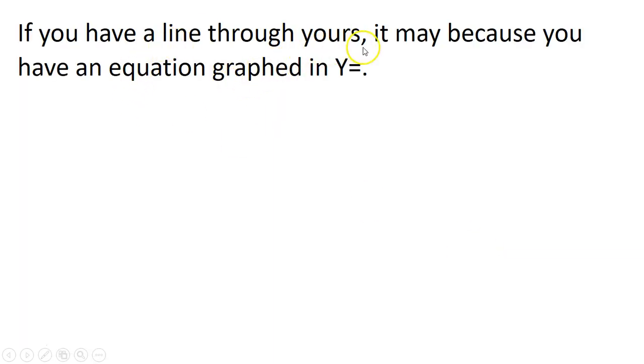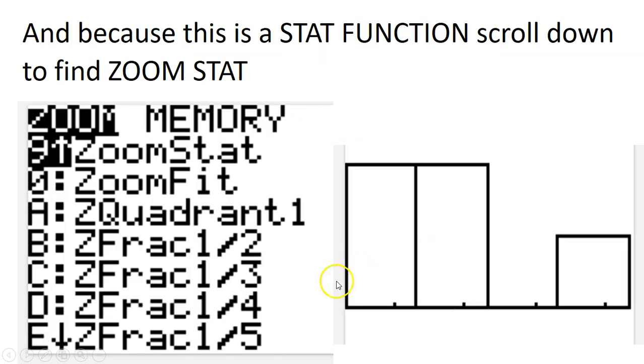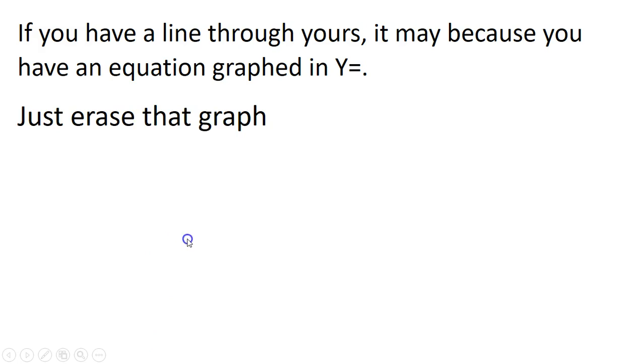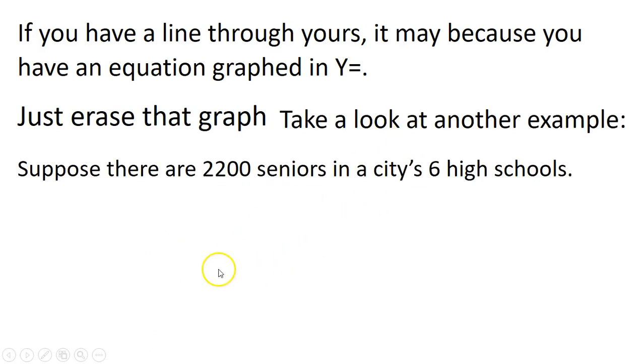Doesn't really look like anything too fancy. If you have a line through yours, because sometimes people do, what I mean by that is there's a graph going through it. It's because you probably have a graph in Y equals there. Sometimes people have to get rid of the functions they entered before when they were taking another course or using the calculator. So if you have a line through yours, it might just be because you have something graphed in Y equals. Just erase the graph in Y equals and take another look.